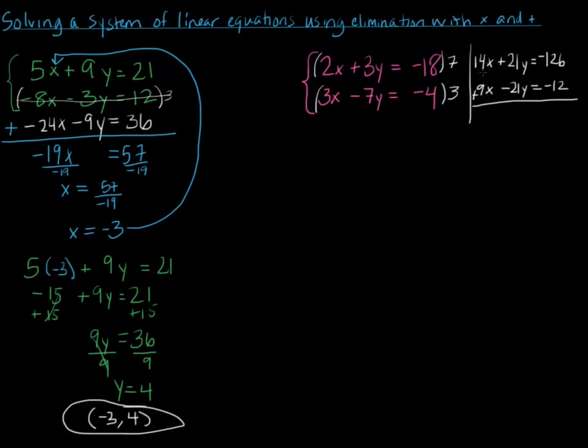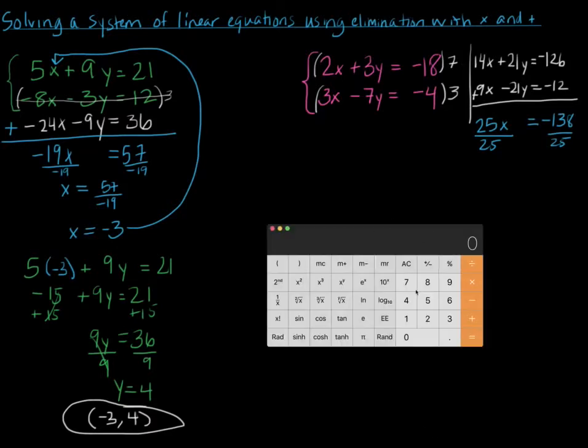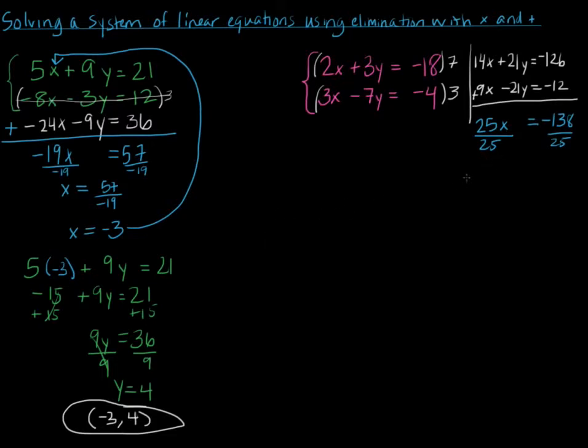So we'll get 9 plus 14 is 25x. This is 0y, so we don't need to write it. And then we're going to get negative 138. So we can divide both sides by 25. I'm going to use my calculator again to do 138 divided by 25. So that's 5.52. That's an exact answer. I'm not rounding. So x equals negative 5.52.